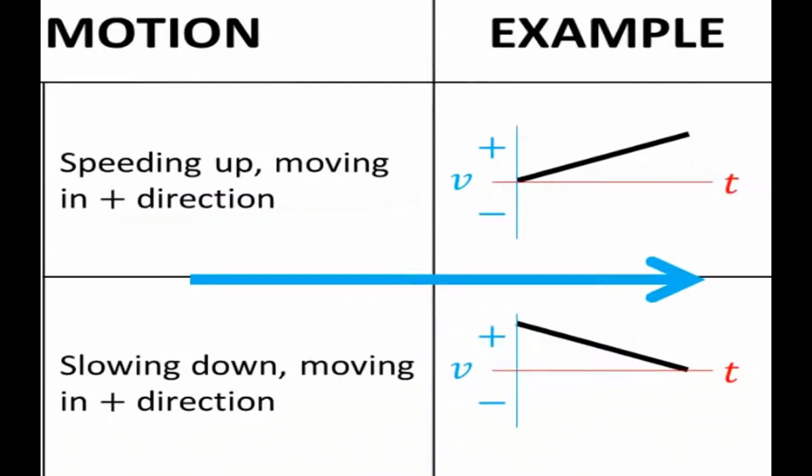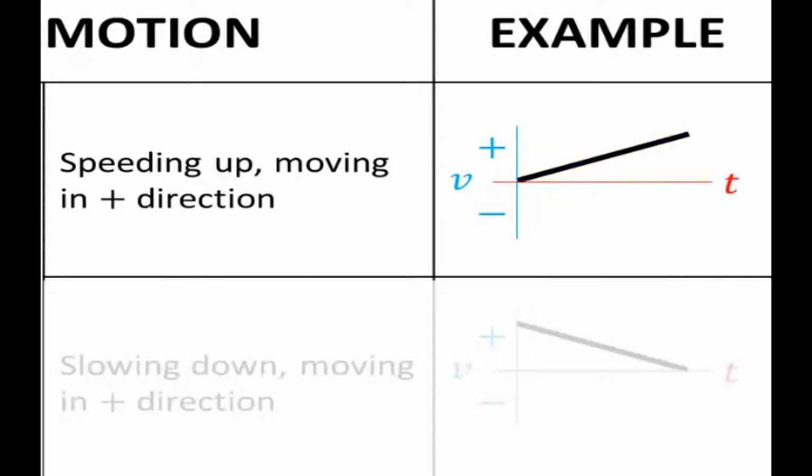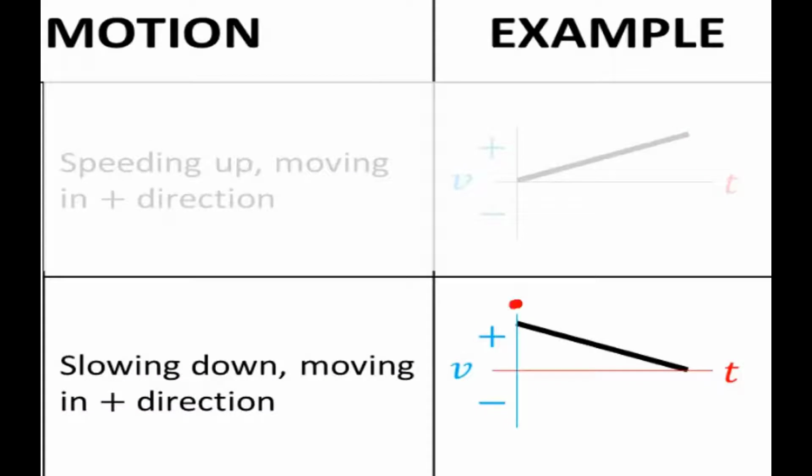So for both of these two, the velocity is positive. It's heading to the right. But what's different between them? In the first case, the object starts at rest, standing still, velocity 0, and then it gets faster and faster. It's speeding up. In the second case, the velocity starts at a high positive level. In other words, when we start watching it, it's already quite fast, and then it gets slower and slower until it stops. It's slowing down.